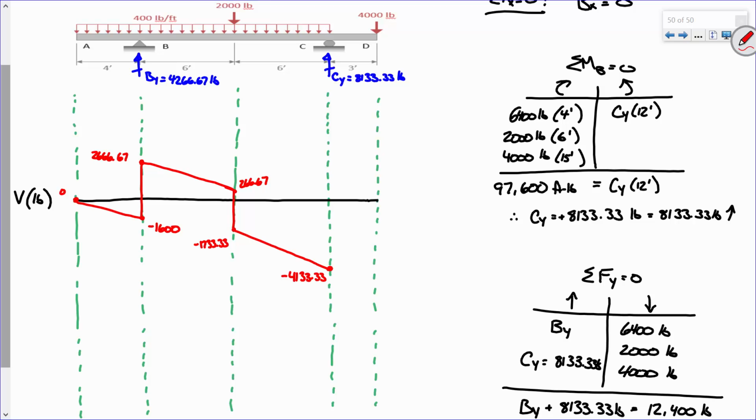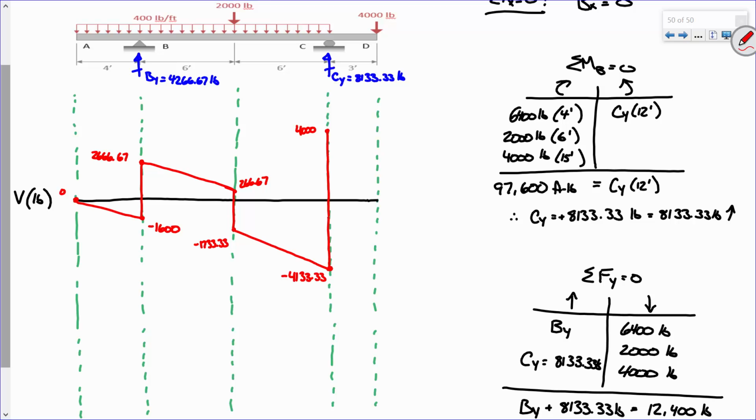Now what do I do? I got a crazy jump, right? So if I'm at negative 4133 and I jump up 8133, what's that put me at? 4,000 even. Now, what's going on from C to D? What's the beam telling me to do? Nothing. There's no change. So if the shear is 4,000 here, it's 4,000 here. It's 4,000 here. It's 4,000 here.